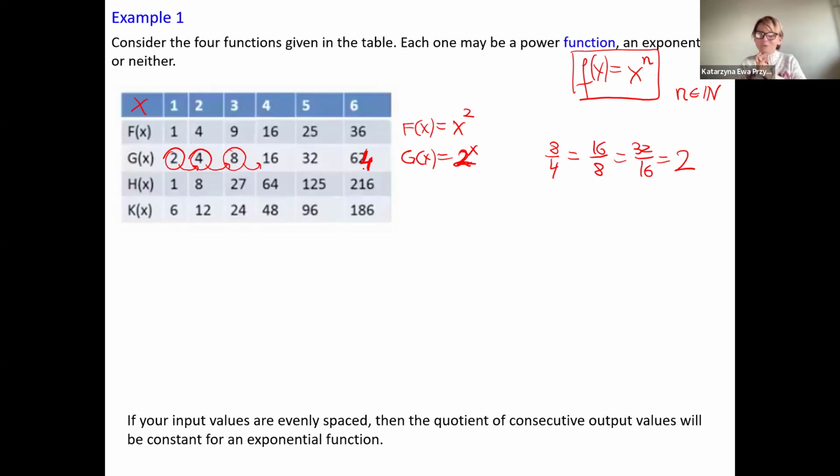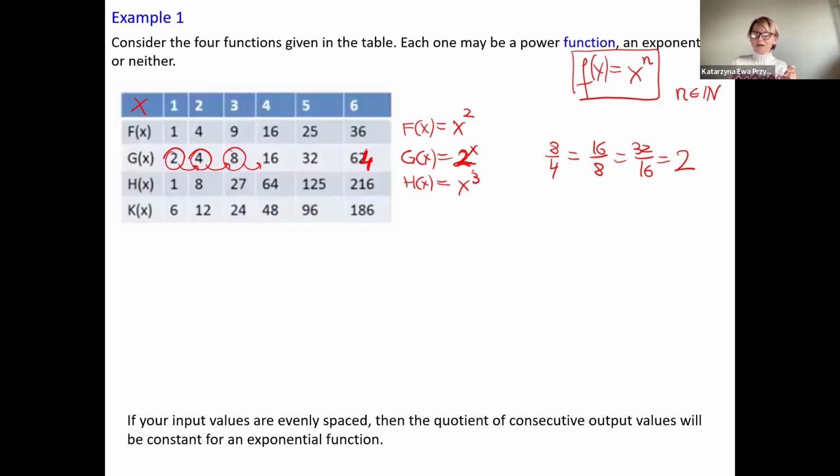Okay, what about h of x? Yes, that's the correct definition. If x is in the exponent, it's an exponential function. If x is in the base, it's a power function. Yes, this one is again a power function because we're just taking the cube of the numbers.